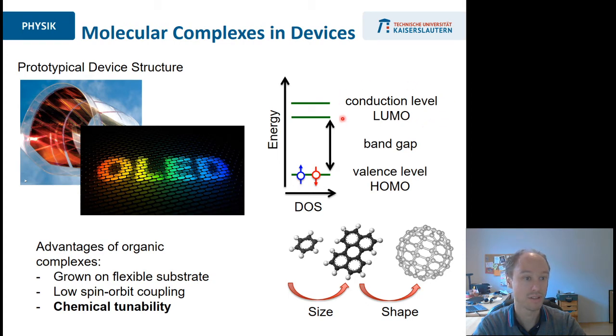molecular orbital, the LUMO. The most important connection between chemical tunability and electronic properties is the band gap of the material, which is ultimately responsible for the color of the organic materials when they emit light, or for the absorption spectrum of molecular materials when they absorb light. So we have a unique possibility to chemically functionalize these device-relevant properties of the material.